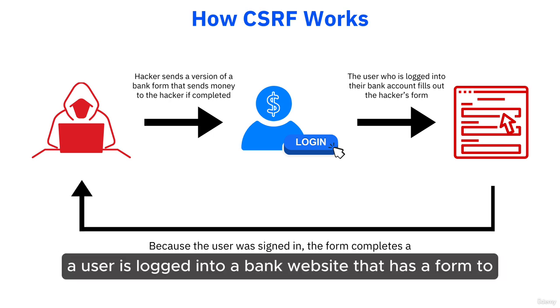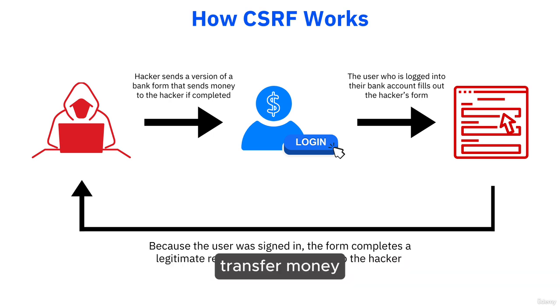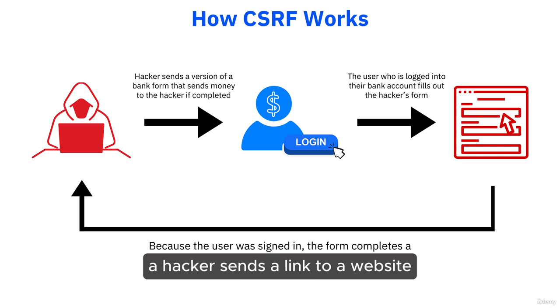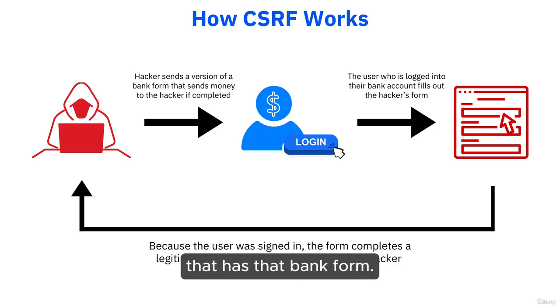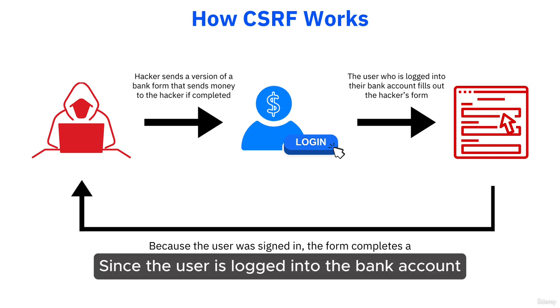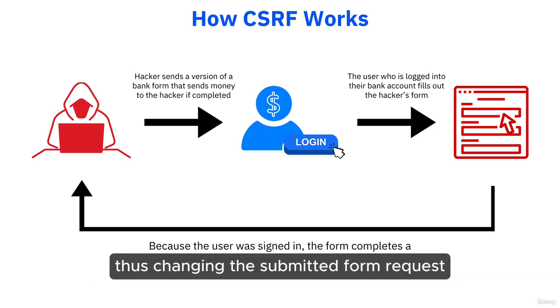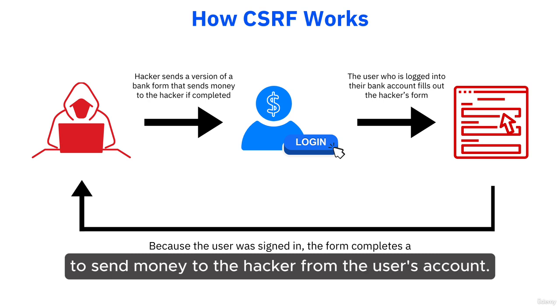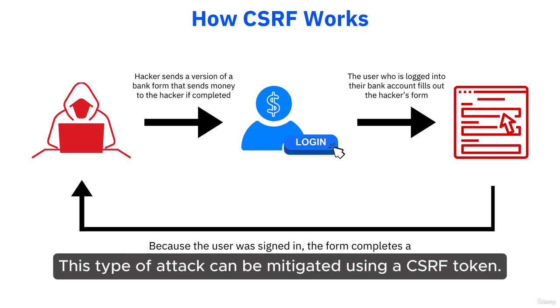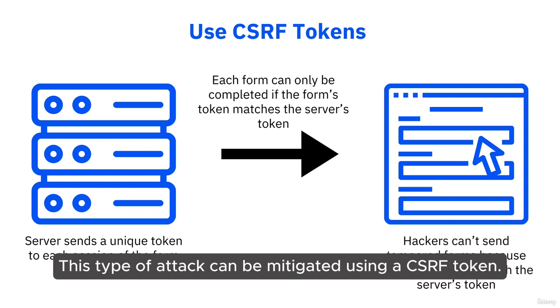A user is logged into a bank website that has a form to transfer money. While you're logged into the bank account, a hacker sends a link to a website that has that bank form. Since the user is logged into the bank account and the form has no CSRF tokens, the hacker can alter the HTTP requests that come from the form, thus changing the submitted form request to send money to the hacker from the user's account. This type of attack can be mitigated using a CSRF token.